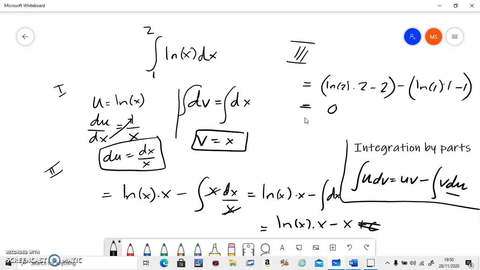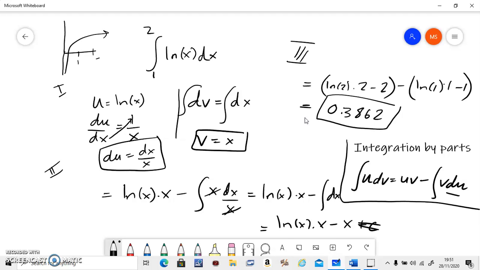And if you do this, you get 0.3862. And that's your answer. Now, once again, you have to understand, what does that mean? If you graph ln of x, which looks like this, and from 1 to 2, the area is the answer that you got here. You can check the answer, but this is the area that the value you're getting. Very important to understand.